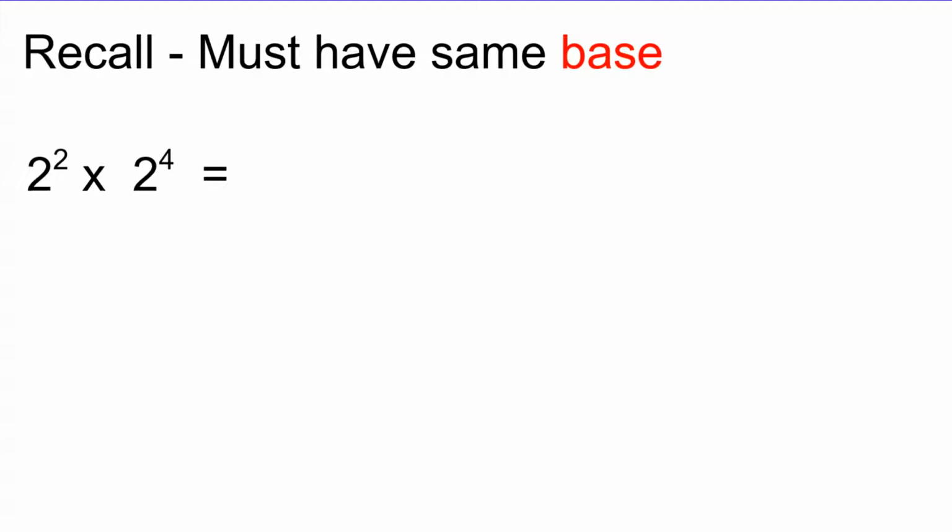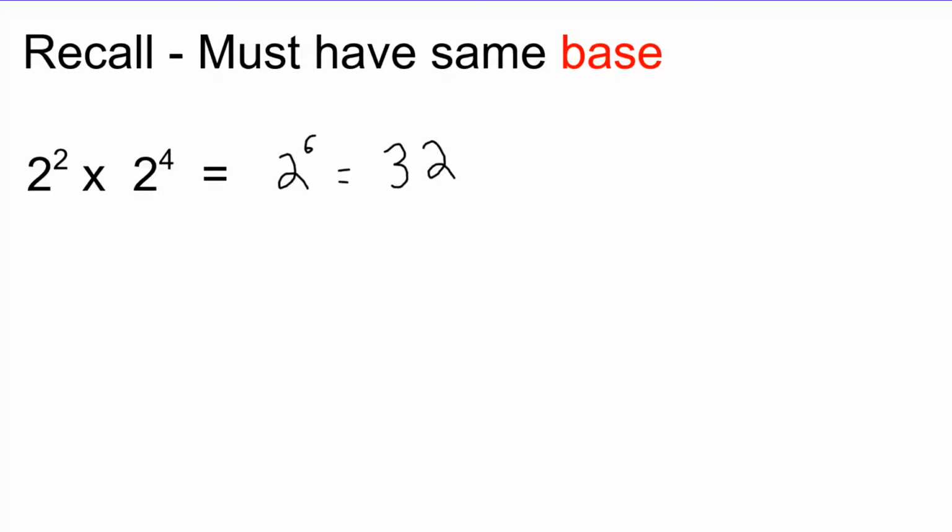So just to recall this one, the same base is 2, and it's the product rule because we're multiplying. So that means we're going to add the exponents. 2 plus 4 is 6. Our final answer is 32, if you put that into your calculator.